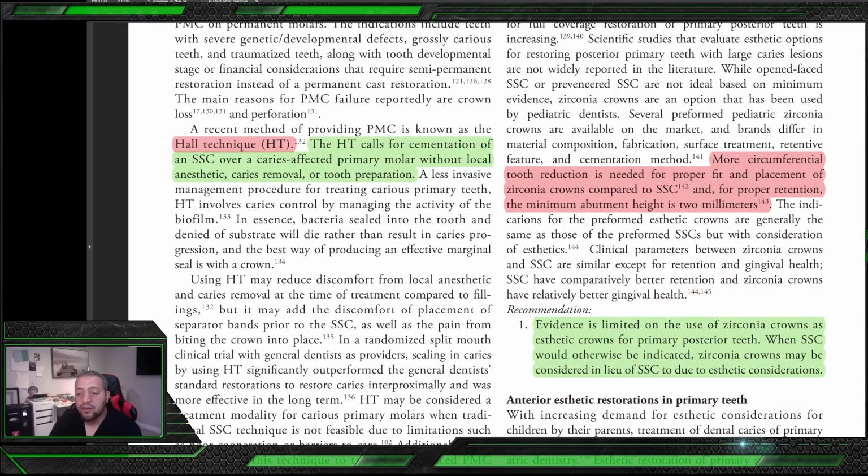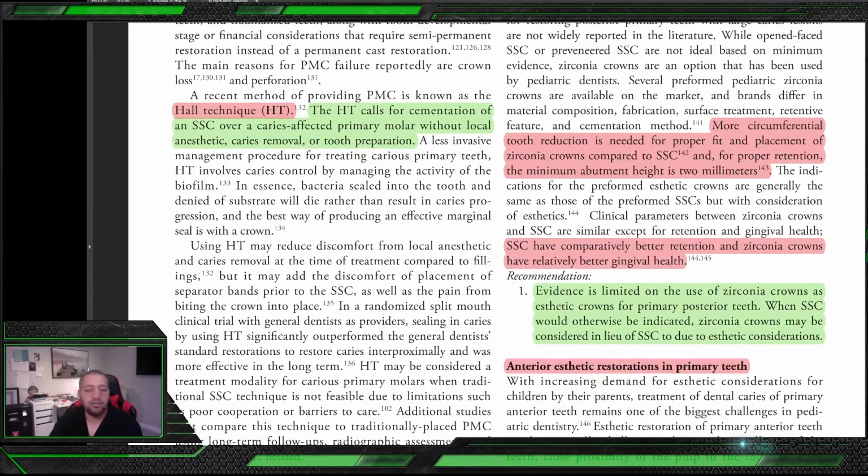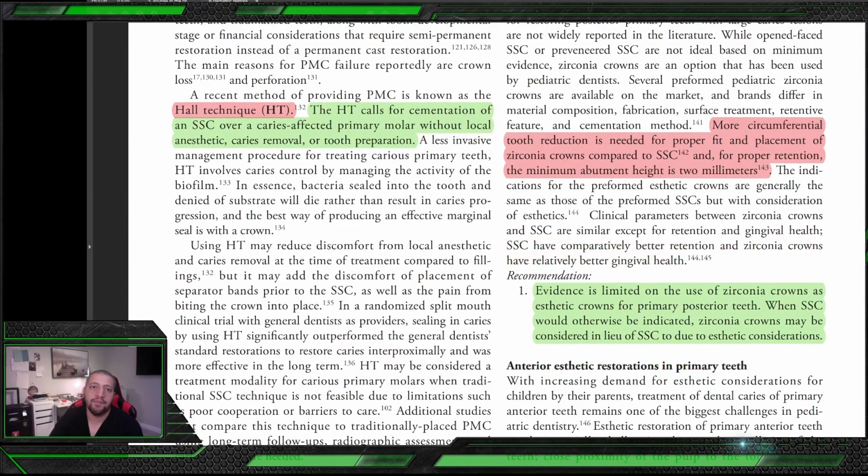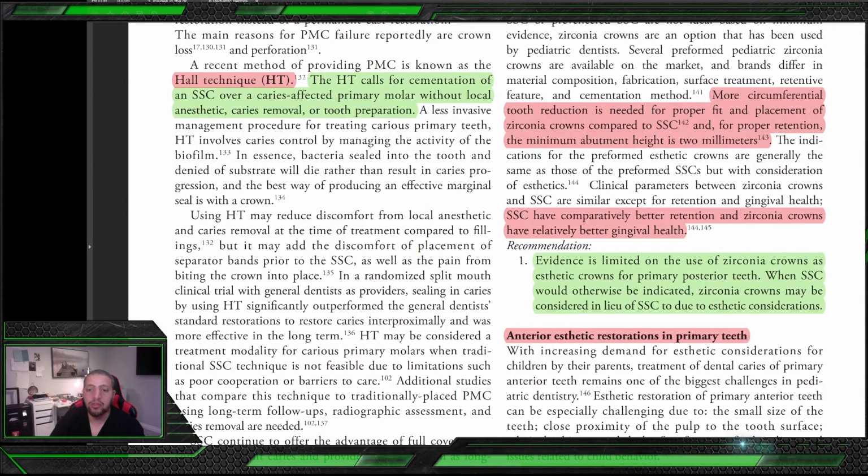Evidence is limited on the use of zirconia crown as a full coverage crown for primary posterior teeth. When an SSC crown would otherwise be indicated, a zirconia crown may be considered in lieu of it, meaning in replacement of the SSC crown, due to aesthetic consideration. For example, if the question mentions the patient is complaining about bullying in the school, stuff like this.